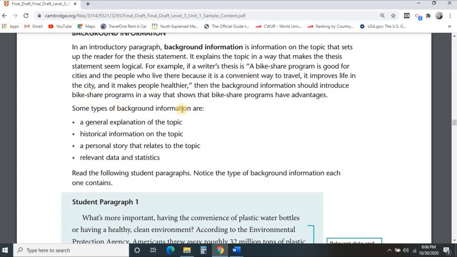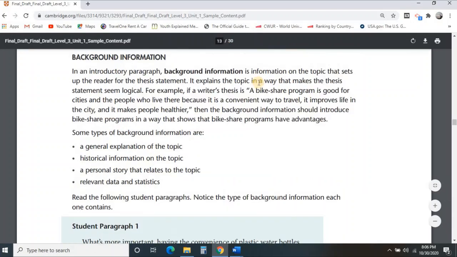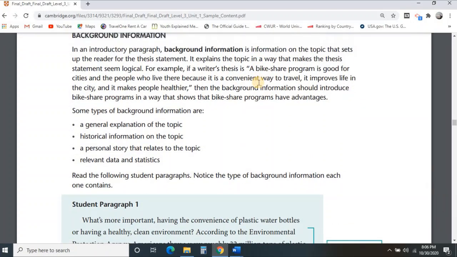Finally, another type of background information is relevant data and statistics. Again, if you want to go with this type, make sure to cite the source. Whatever data or statistical information you provide in the background information in your introduction, don't forget to cite the source at the end after you finish your essay. Make sure you have a works cited page, as I mentioned before, and in this page, try to list your sources.